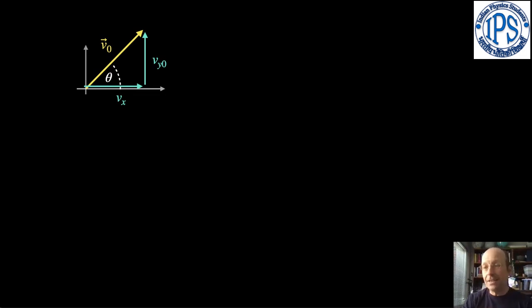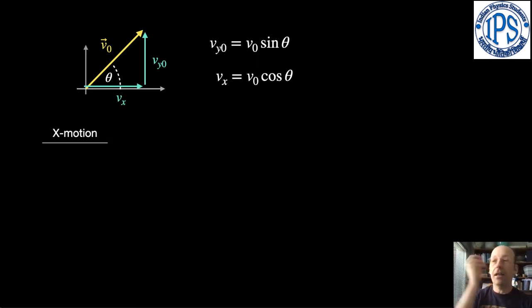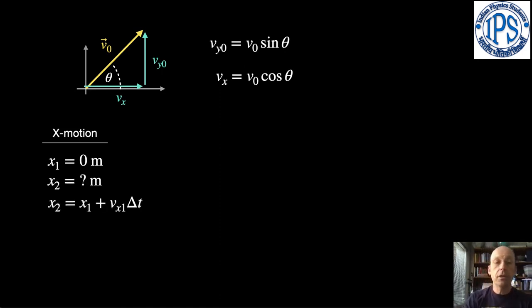So here's your basic projectile motion problem. The ball is launched with initial velocity. We can break that into x and y components. There's the y velocity. There's the x velocity. And then I tell my students, break it into an x motion and a y motion. In the x direction, we have an initial position. We don't know the final position. We can use the kinematic equation for zero acceleration.